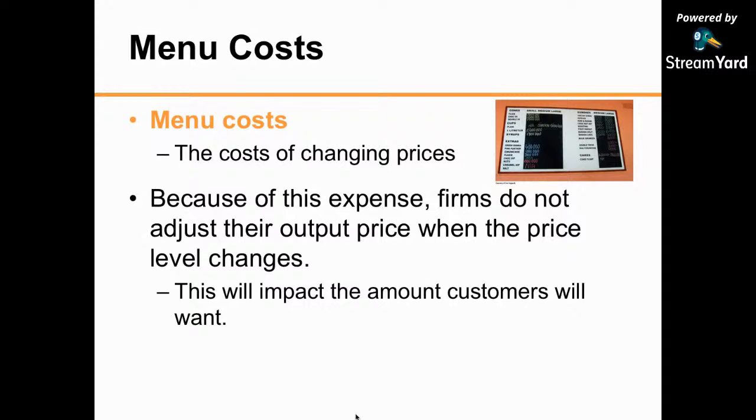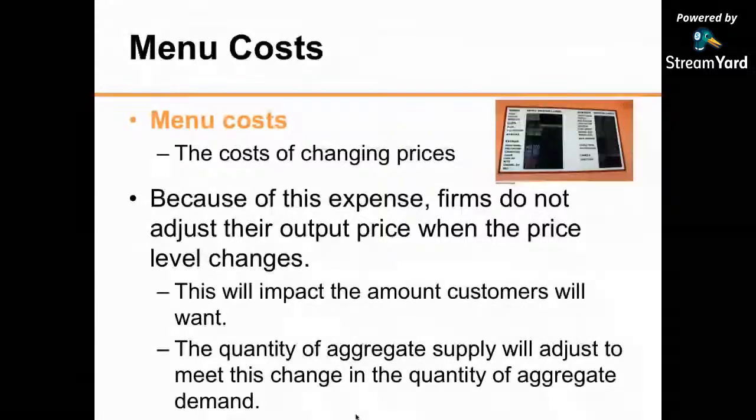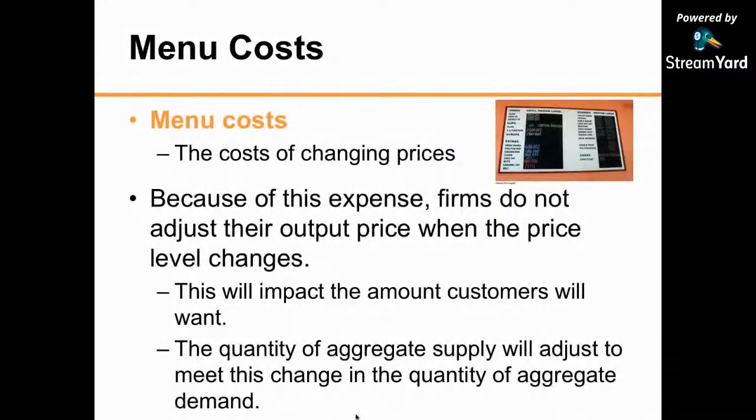Now, menu costs, this is exactly what it sounds like. It's named because of what happens whenever the price level rises. If the price level rises, but a firm doesn't want to change their output price because of menu costs, think about what that could mean. Well, what it means is the cost of literally reprinting your entire menu or literally rebranding your entire store. So if a firm doesn't change its output price, even though the price level increases, buying from this firm is now relatively cheaper. Consumers will want to buy more from that particular firm, and the quantity of aggregate supply will have to increase to satisfy that increased consumer want. So in the short run, the quantity of aggregate supply will rise.